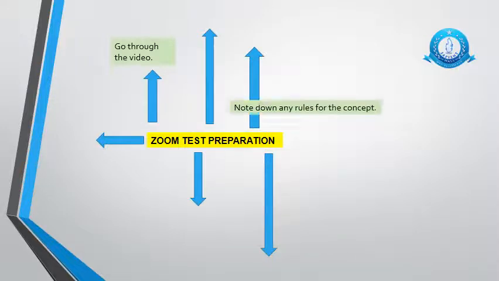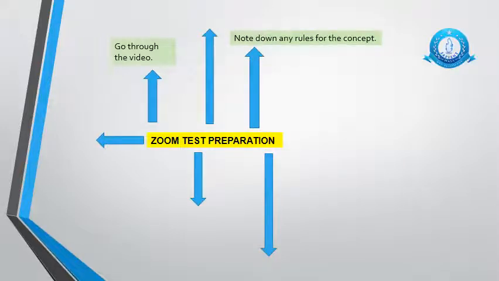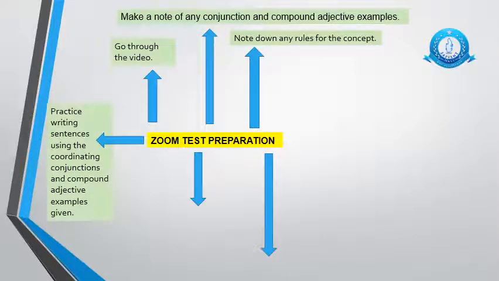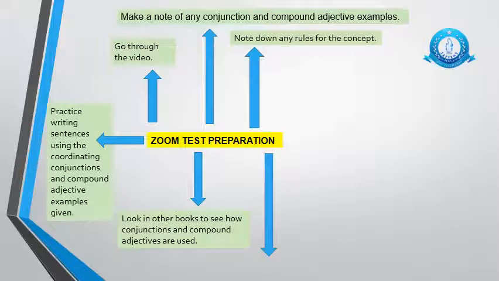So first of all, go through the video. I'd like you to note down any rules for the concept that we're discussing. Make a note of any conjunction and compound adjective examples. These could be brought up in your Zoom test. Practice writing sentences using the coordinating conjunctions and compound adjective examples given. Look in other books to see how conjunctions and compound adjectives are used. This gives you a lot of knowledge and a lot of practice to actually see them written, okay, in different materials. Message me if any confusion, please. I've asked all of you to freely message me in the Google Classroom if there is anything you are unsure of.